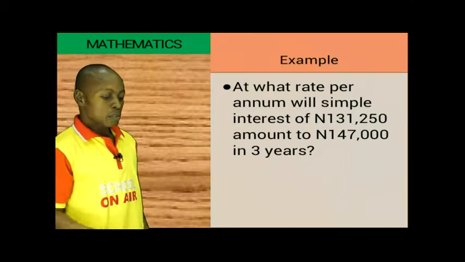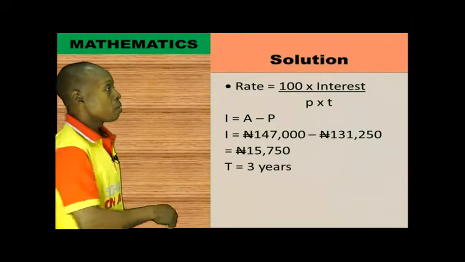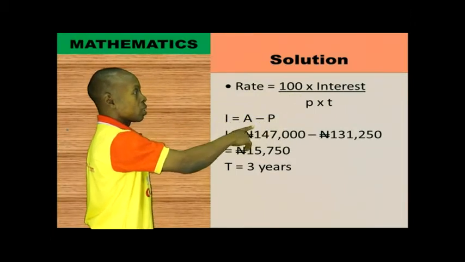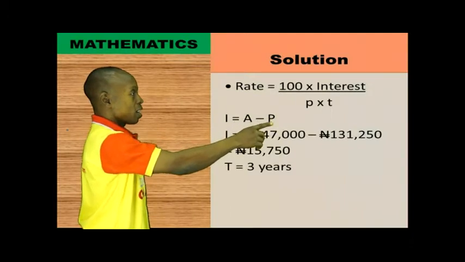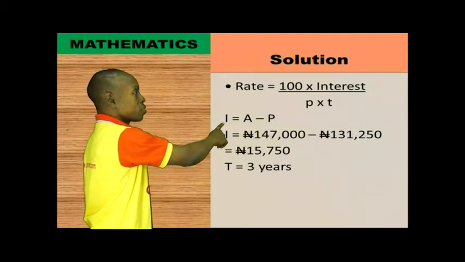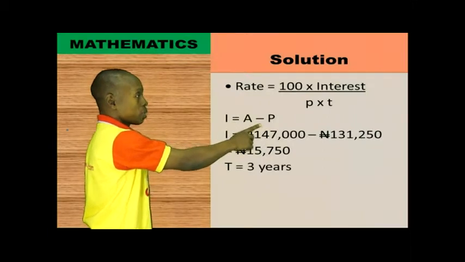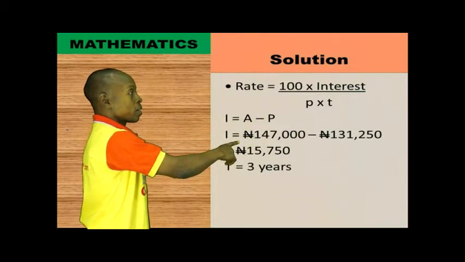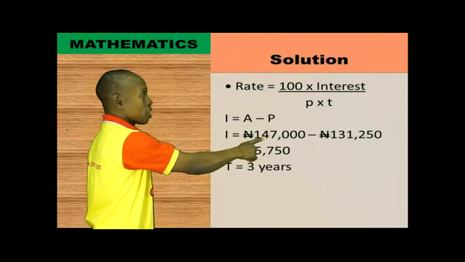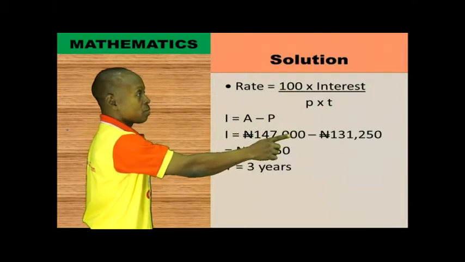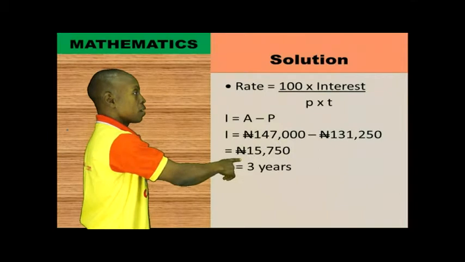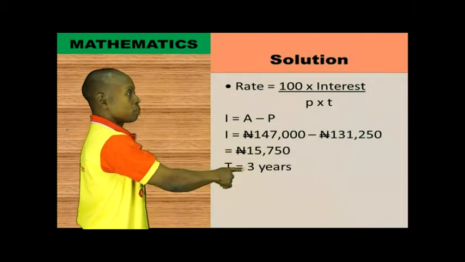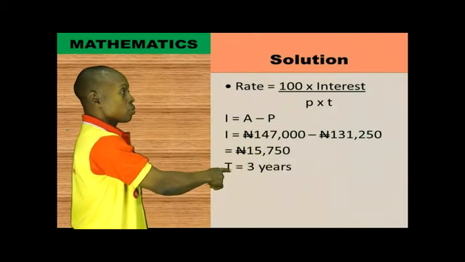So at what rate? Let's write out the formula first. The formula is rate is equal to 100 multiplied by interest all over principal times time, and we have been given all the parameters there in the question. So don't forget that interest is equal to amount minus principal. That's how to get the interest. We have been given the amount. The amount given to us is 147,000, and the principal is 131,250 naira. So definitely the interest on this will be 15,750 naira. And the time is given to us as 3 years.